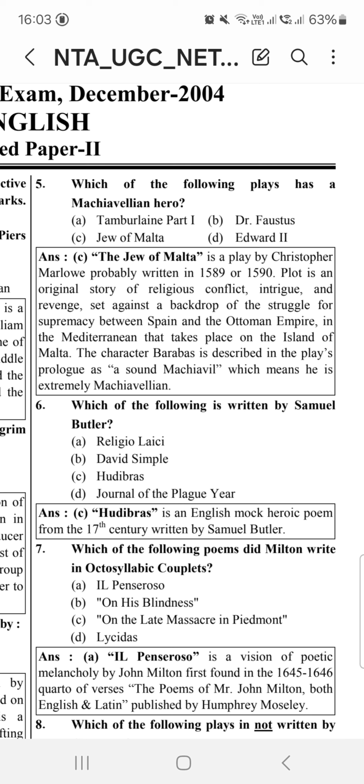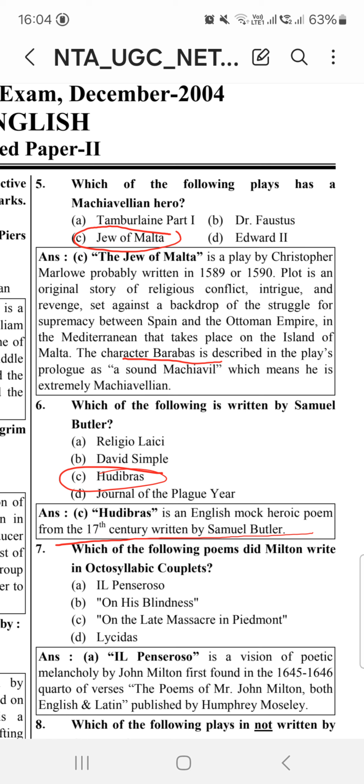Question fifth, which of the following plays has a Machiavellian hero? The answer is The Jew of Malta, written by Christopher Marlowe in 1589 or 1590, and the main character of the play is Barabbas. Question 6, which of the following is written by Samuel Butler? The answer is Hudibras, written in the 17th century by Samuel Butler.